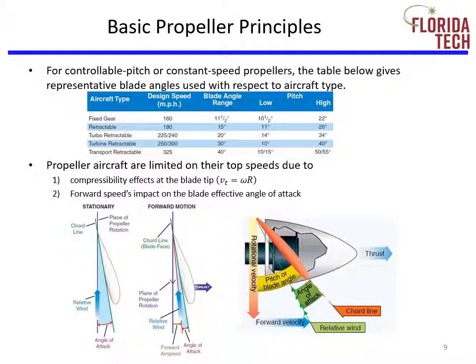Propeller aircraft are limited on their top speed due to: 1. Compressibility effects of the blade tip. 2. Forward speed impact on the blade's effective angle of attack. You can see in the diagram how the forward speed vector sums with the rotational velocity vector, resulting in a lower effective angle of attack seen by the blade.